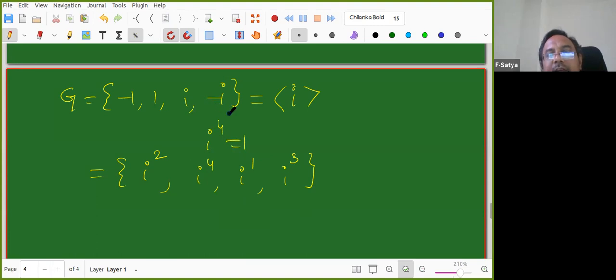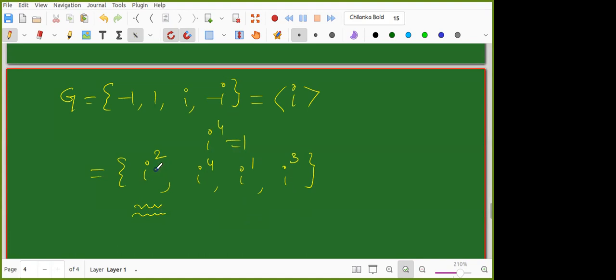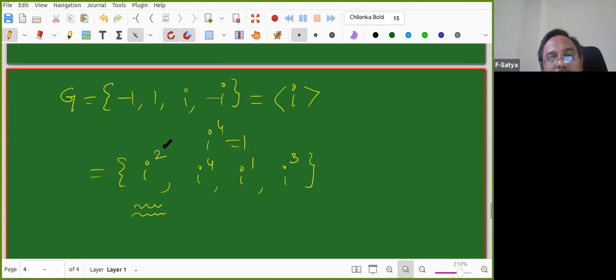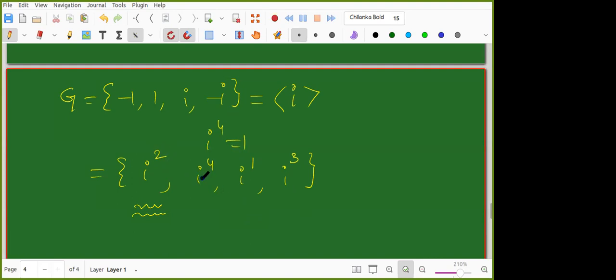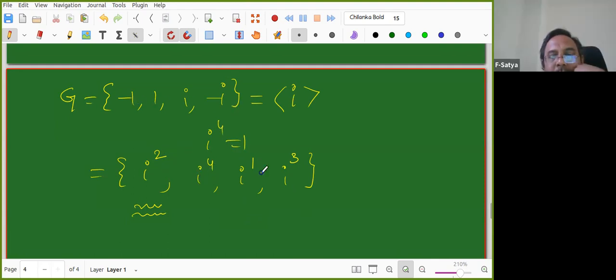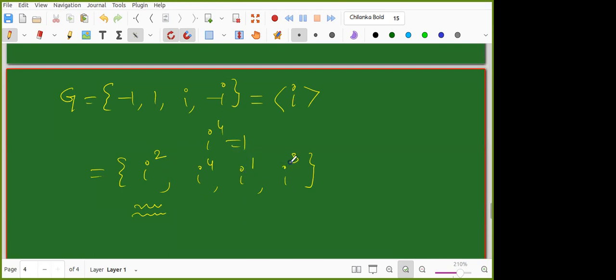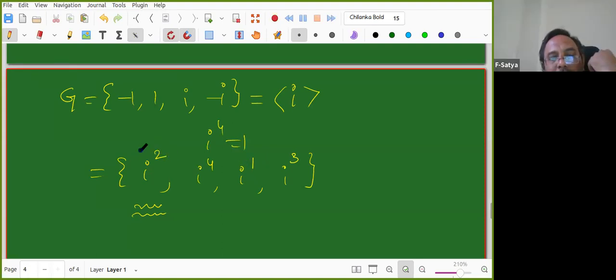Now -i is also a generator. Now look at which ones are generators here. What about i squared? No, it's not, because 2 is there and gcd(2, 4) is not 1. i to the power 4 is 1, and 1 is not a generator. But i to the power 1 is a generator, and i cubed is also a generator. Now these 1 and 3 play a role.